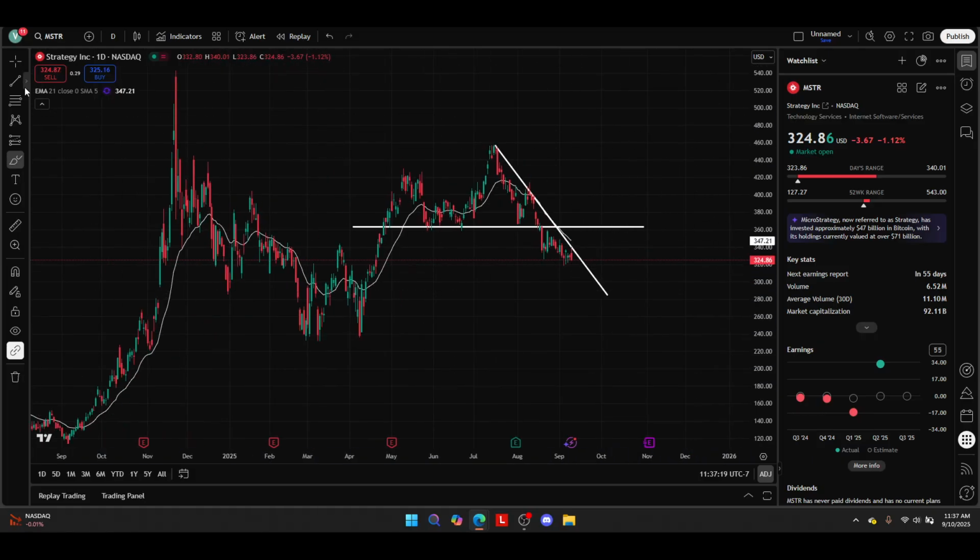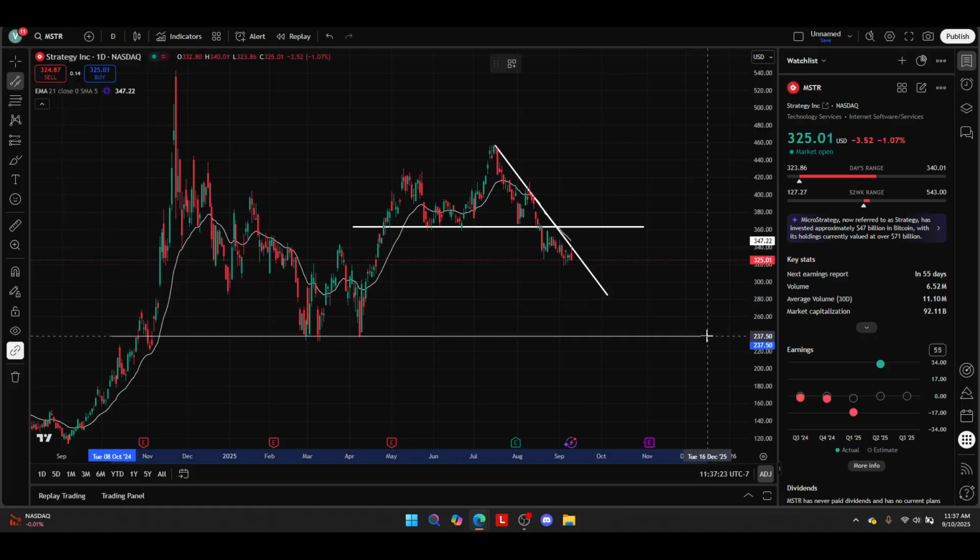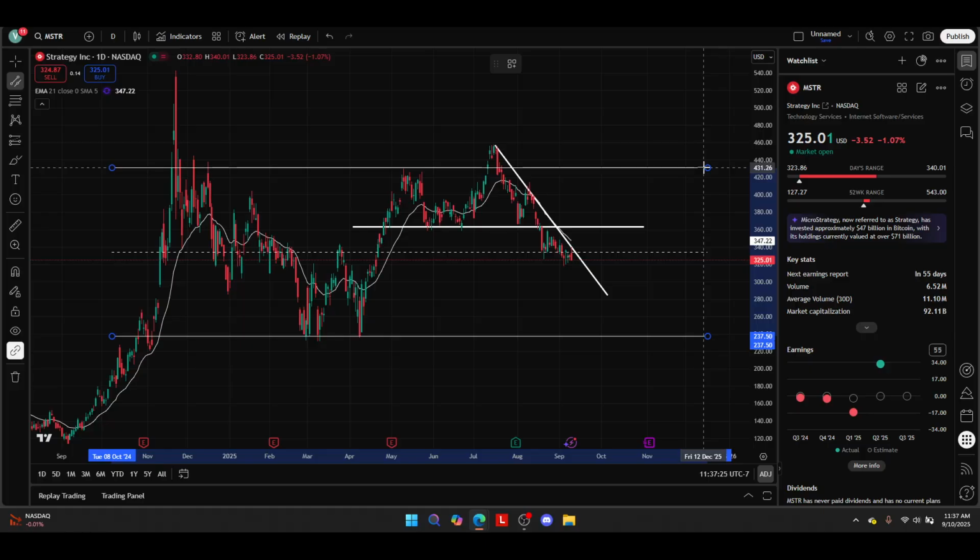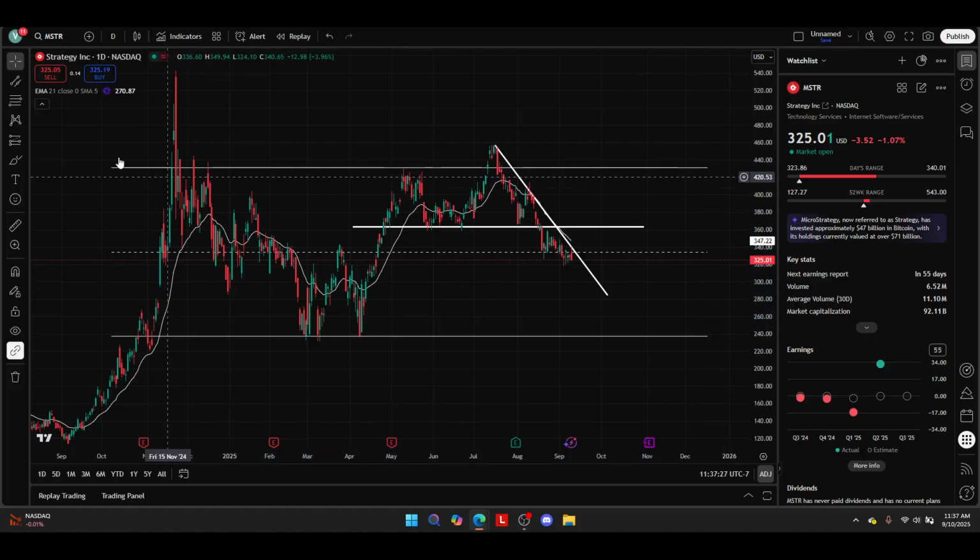Macro range pattern is still in play as well. We have support right around the 230s, resistance right around that 400 level, 431 level. So it looks like a macro range pattern. And since we came to the middle of the range and found consolidation, it looks like it's trying to continue its way down right now.